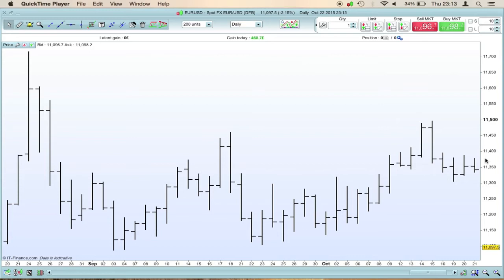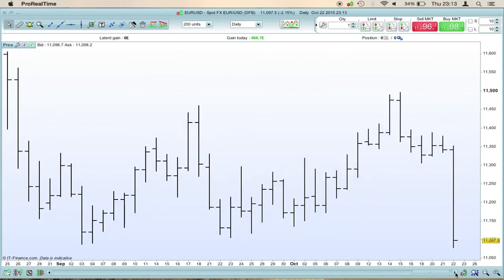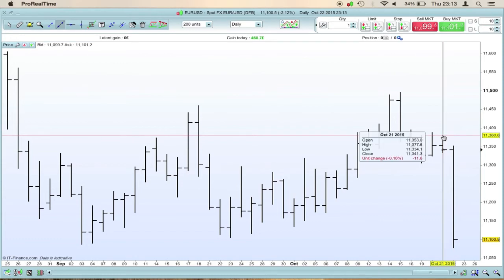So I'll move forward a bit so we can see what actually happened today. Today we've had a massive move to the downside, which has been a great profit. I'll put some lines on the chart quickly and show you where my orders were placed. My orders were placed last night on this bar here. What I did is I placed a buy stop order at 11,381.6, about here.